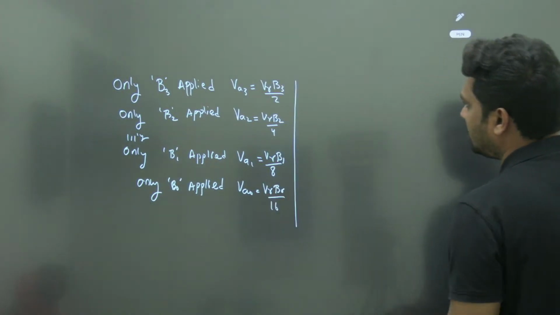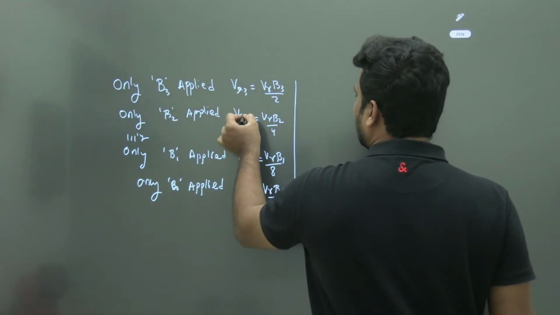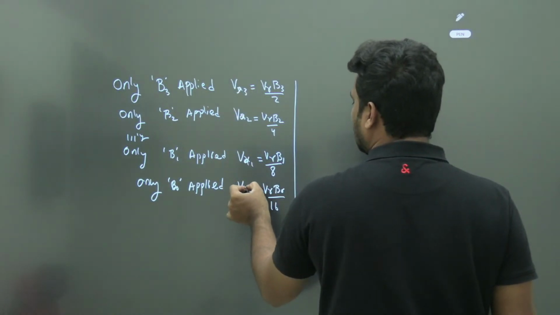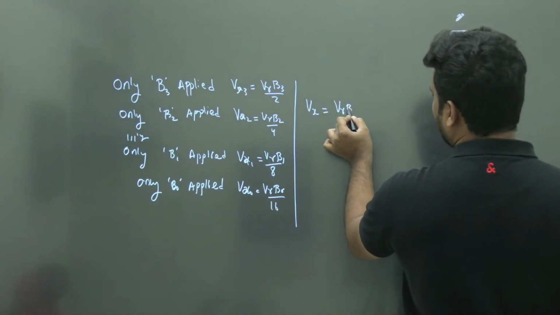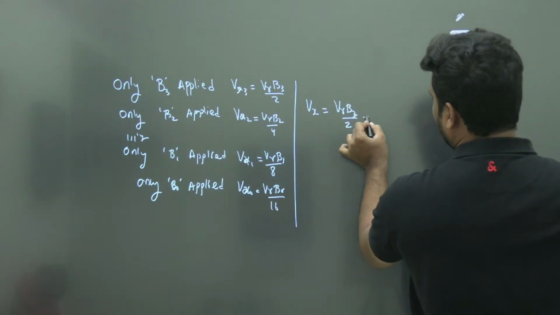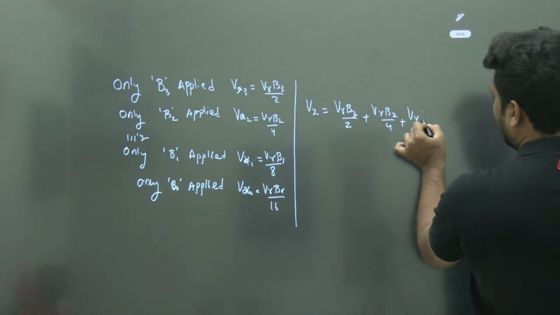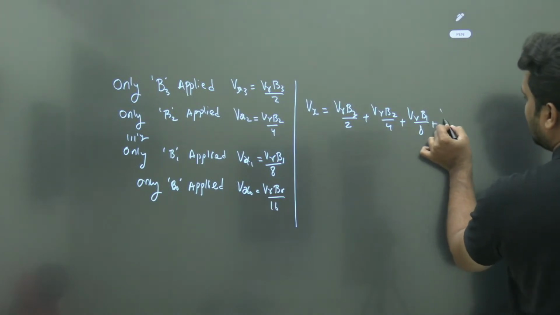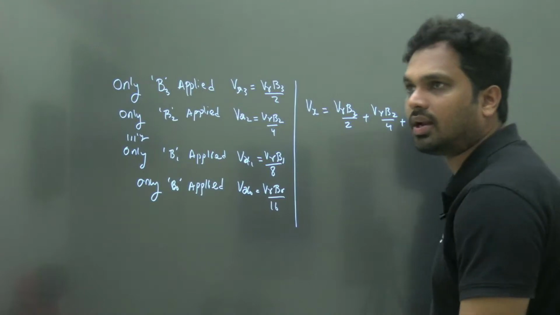So what is your Vx? What is your Vx then? VR B3 by 2, plus VR B2 by 4, plus VR into B1 by 8. This is all derivation, no need to remember, but it is for our satisfaction that we want to prove that it is working like a DAC.